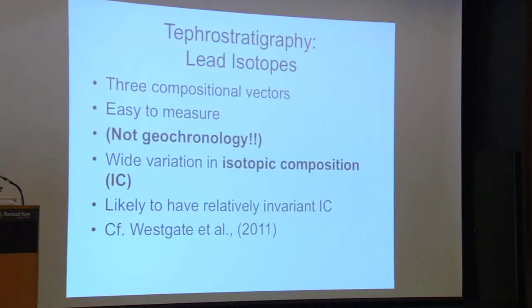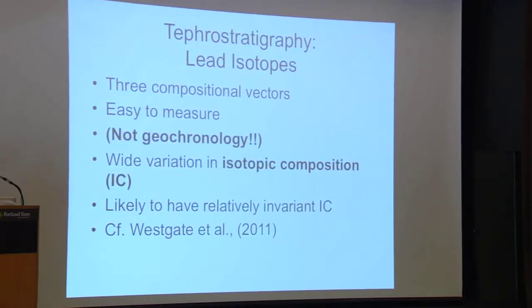I also want to emphasize that what we're doing here is not geochronology. You can do geochronology with lead isotopes or with uranium lead or thorium lead ratios, but that's not what we're doing here. We're just basically doing pattern matching, looking at the similarity in isotopic composition from one material to another.